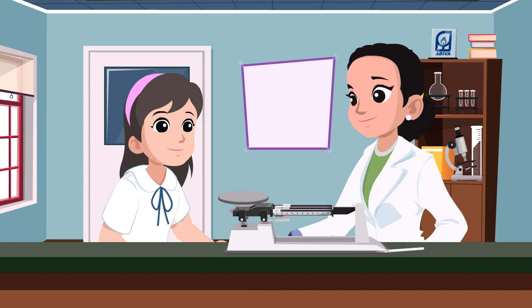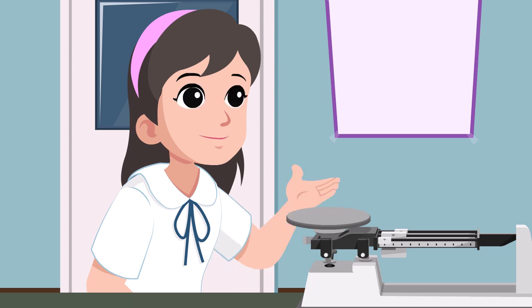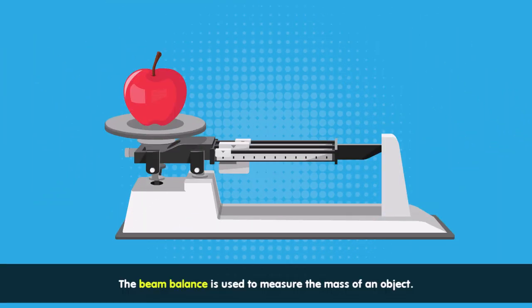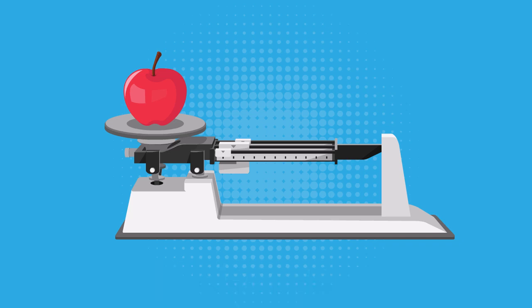What is that called, Teacher Ann? It's my first time to see an equipment like that. This is called a beam balance. A beam balance? Yes, it's a beam balance because it has a beam that turns on a fulcrum when you move the weight. What is the beam balance used for? It is used to measure the mass of an object.